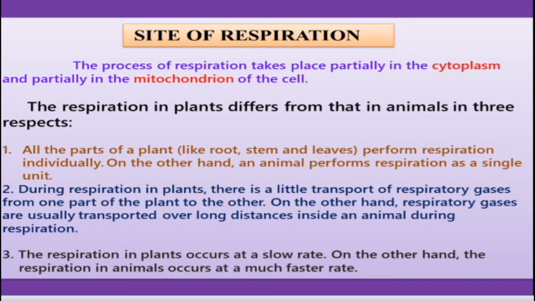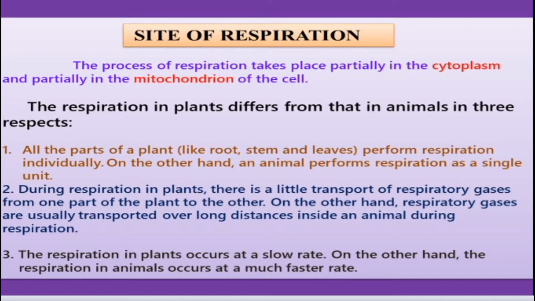See, all the parts of a plant, like root, stem and leaves, perform respiration individually. Underline that. Respiration is very important for the plant, but here it takes place in a different manner, individually, in the root, stem and leaves. On the other hand, an animal performs respiration as a single unit, that means the respiratory system.